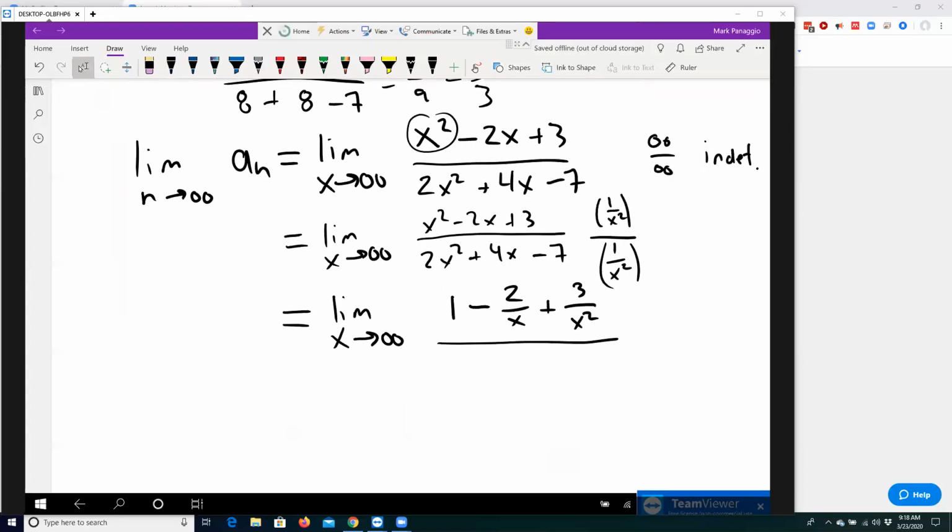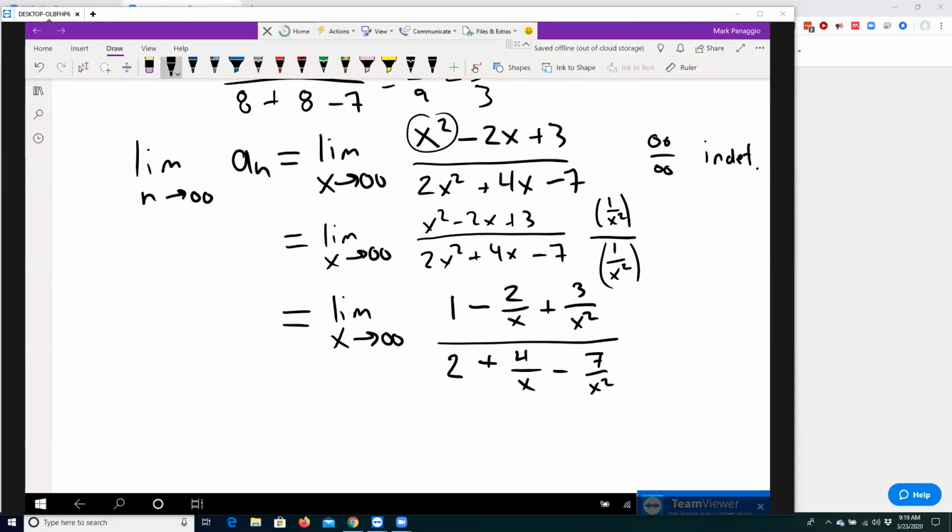And if you look at the bottom, same process, 2x squared over x squared, the x squareds cancel. 4x over x squared, one of the x's will cancel, so it'll be just a 4 over x. And then we'll have a 7 over x squared, and I think I lost a plus sign there.